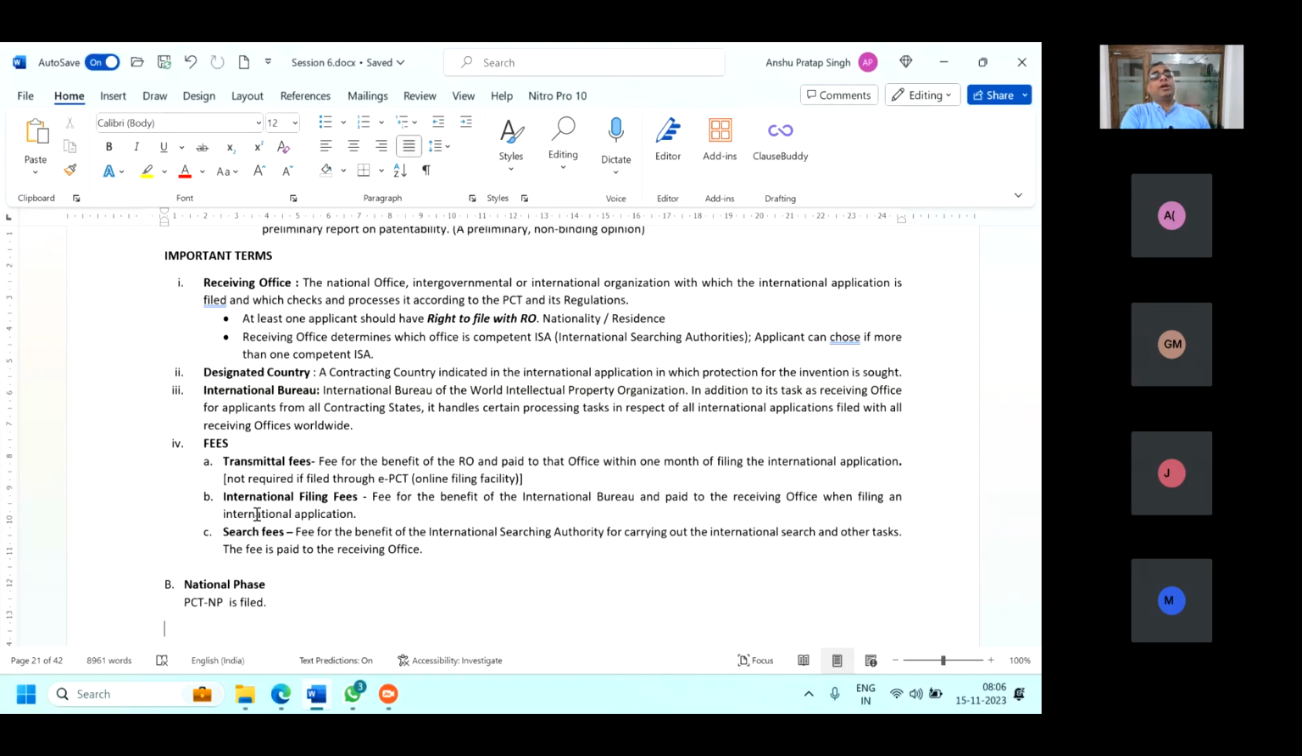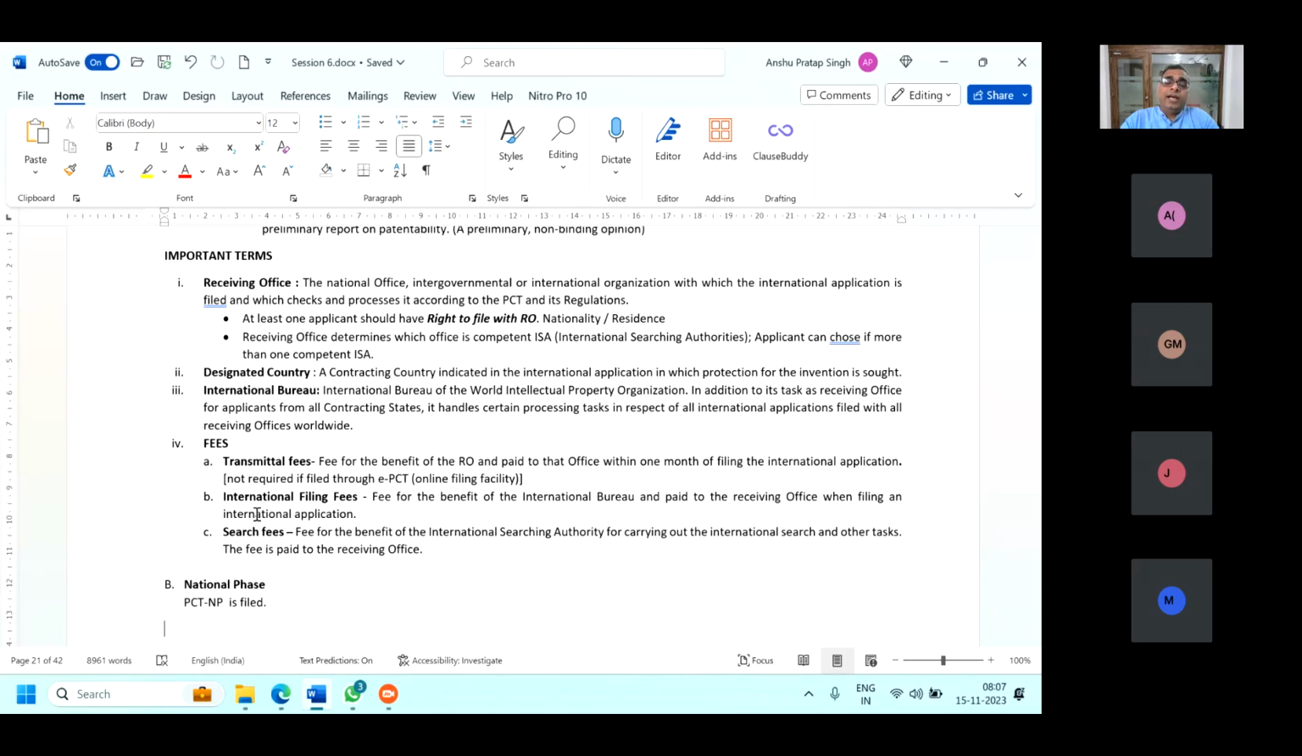Designated country: a contracting country indicated in the international application where the invention is getting protection. That is the designated country. If I want a patent in India, then it becomes a designated country, as do Japan, France, or whatever. If I've designated these, that means I'm aiming for getting a patent in those jurisdictions. Those are designated countries.